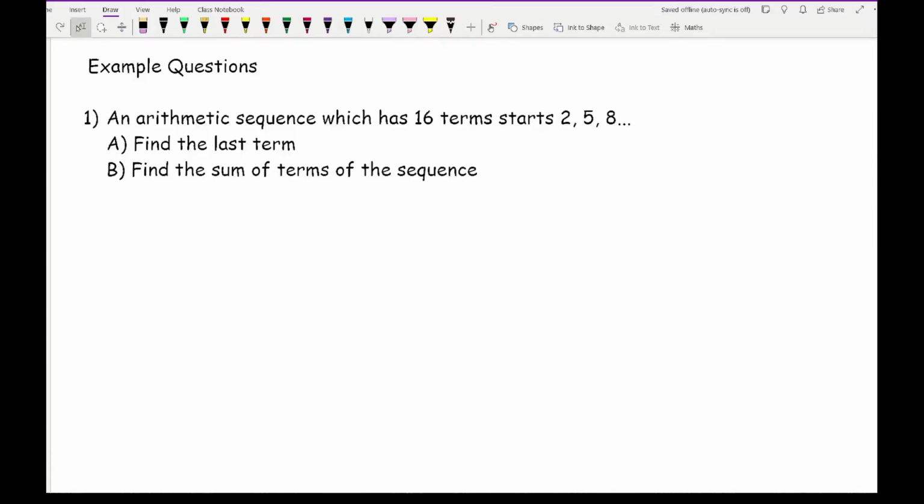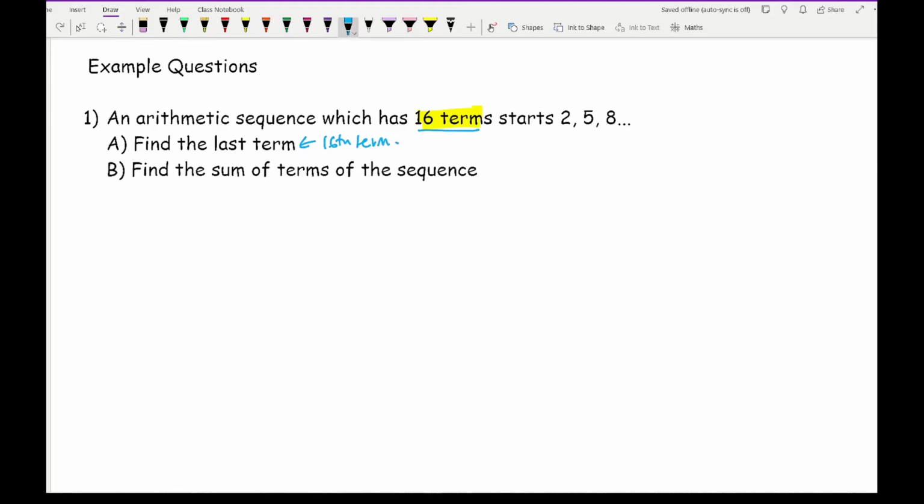So as always, one of the best ways of understanding a particular topic is to go through some example questions. So let's have a look at this first one. This first question says an arithmetic sequence which has 16 terms starts 2, 5 and 8. The first part of this question is asking us to find the last term. Here it says in the question that it's got 16 terms, so we just highlight that. So our last term is going to be the 16th term.